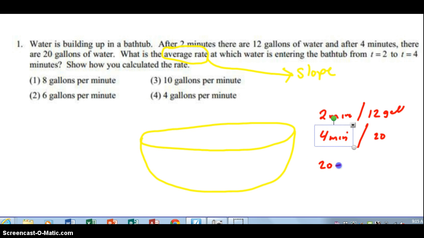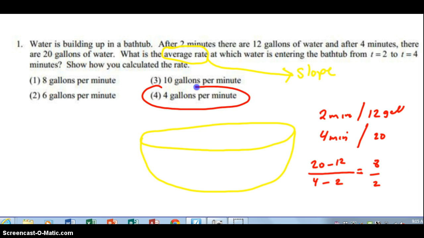Can I go 20 minus 12 over 4 minus 2, which is going to give me, what's 20 minus 12? 8. 4 minus 2 is 2. And 8 divided by 2 is what? 4. So it's going to be 4 gallons per minute. It would be choice 4. You the man. I like that. Here we go.